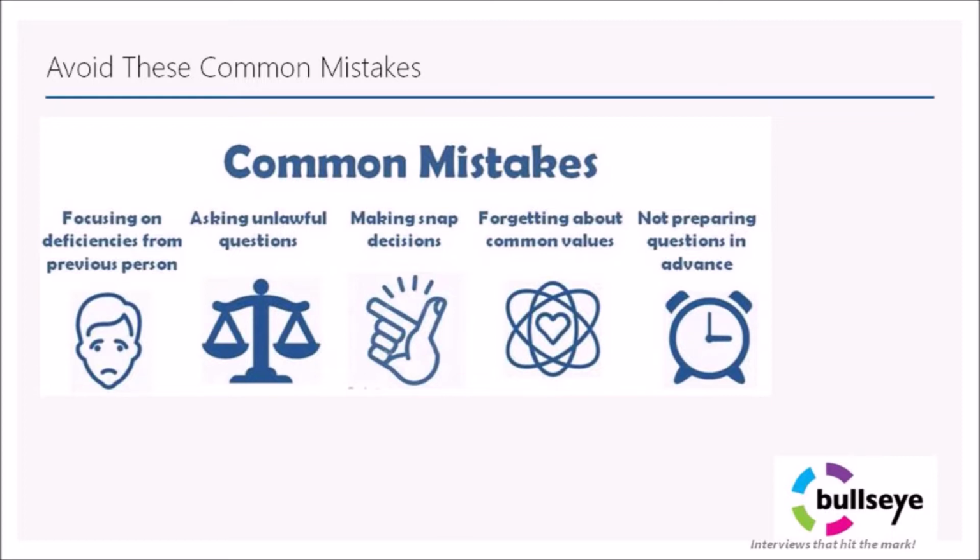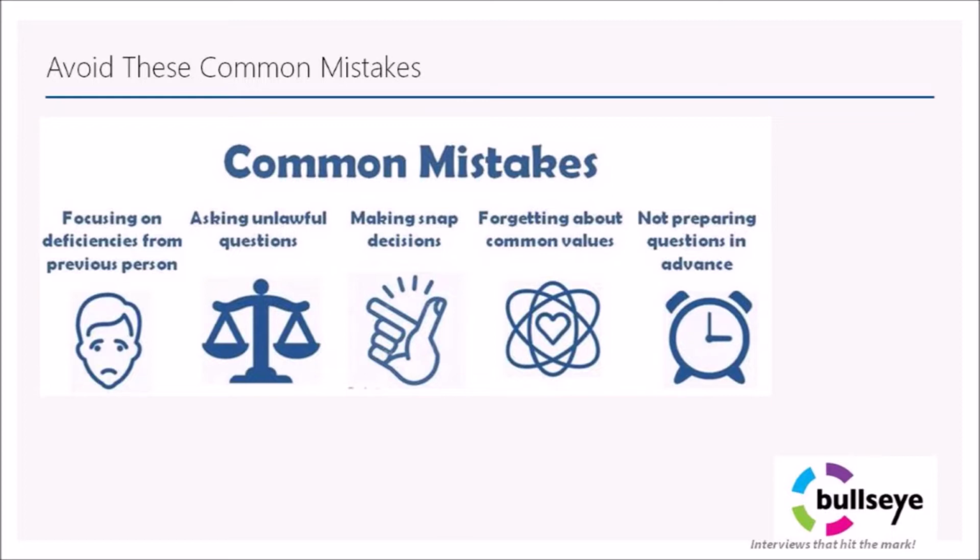The third common mistake is making snap decisions. You really need to be systematic in your decision making. The fourth mistake is forgetting about common values. Your organization has spent a lot of time developing a list of values that it thinks are important in terms of how employees should act and behave in order to support customers, the environment, or other shareholders. So use those values as criteria to determine whether the applicant is going to be a good match for your values.